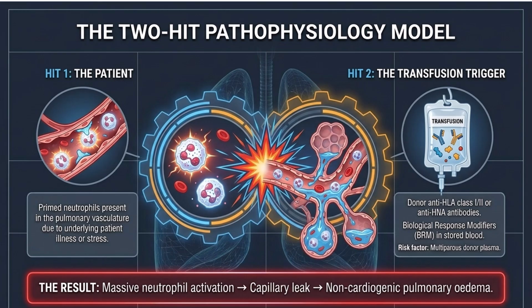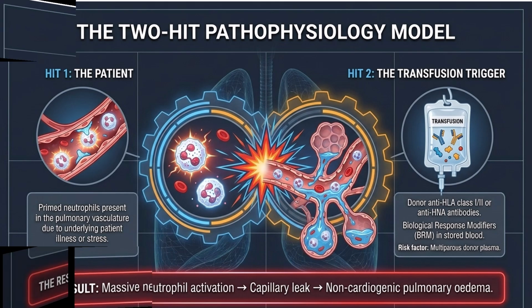Why do multiparous donors matter? Women who have been pregnant develop HLA antibodies against the paternal antigen. These antibodies are present in the donor plasma. In male donors and nulliparous female donors, a much lower rate of HLA antibodies is present. This led to a policy change of preferentially using male donor plasma for FFP and platelets in many countries including the US and UK, which has substantially reduced TRALI incidence.